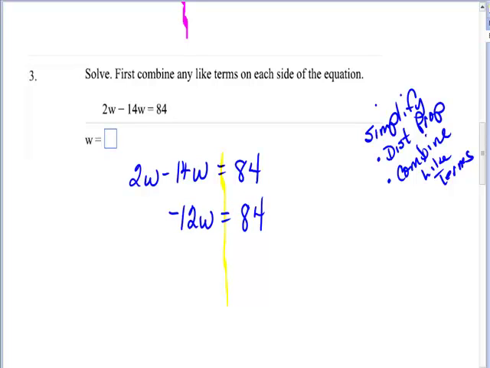Do I have w's on both sides? No, I just have a w over here. I need to get rid of this negative 12 times w. What's the inverse of that? The inverse of multiplication is division. So I will divide by negative 12, divide by negative 12. Negative 12 divided by negative 12 is implied 1w is equal to positive divided by negative is negative, and that is negative 7. So I used my division rules.